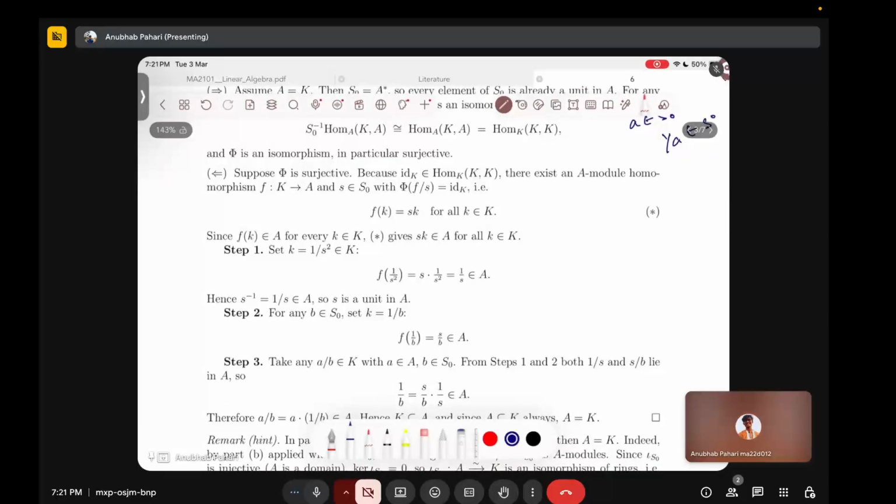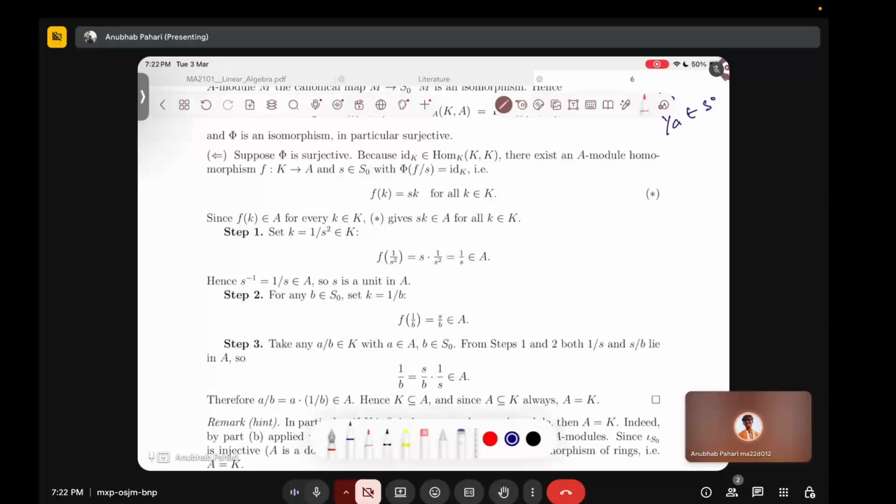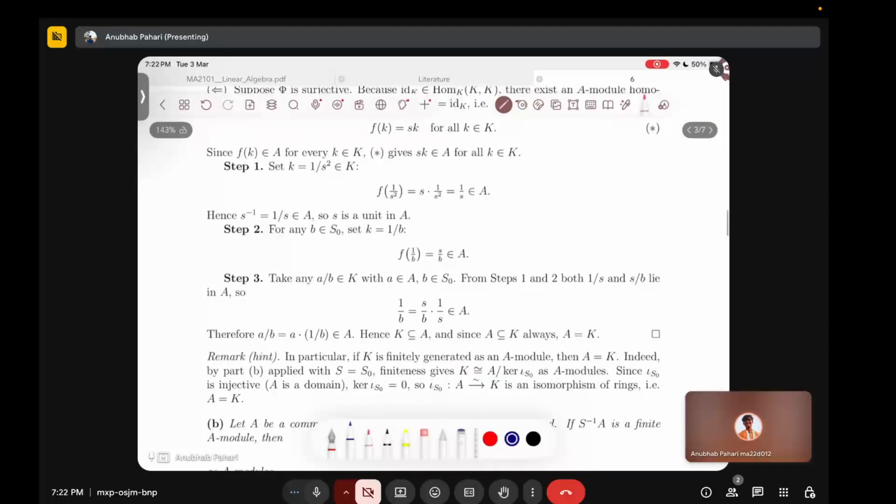Conversely, suppose phi is surjective. Because of the identity map from K to K, there exists an A module homomorphism f from K to A and small s belongs to S0 with phi of f by s equals identity of K. That is f(k) equals sk for all small k belongs to capital K. Since f(k) belongs to A for every k, star gives sk in A for all k. Set k equals 1 by a square, which belongs to K, and f of 1 by a square equals s times 1 by a square, which equals 1 by s of a. And hence s inverse equals 1 by s, which belongs to A, and so s is a unit in A.